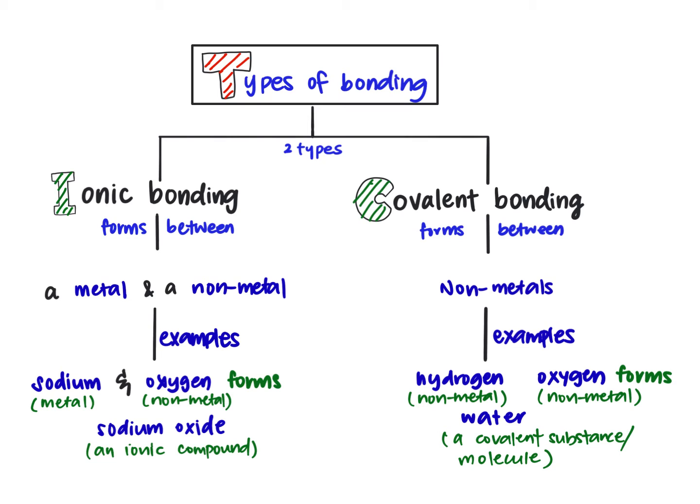So, the other type of bonding is called covalent bonding, which is formed between non-metals. Example, when hydrogen and oxygen are bonded together, they form water, which is a covalent substance, or we can also call it a covalent molecule.